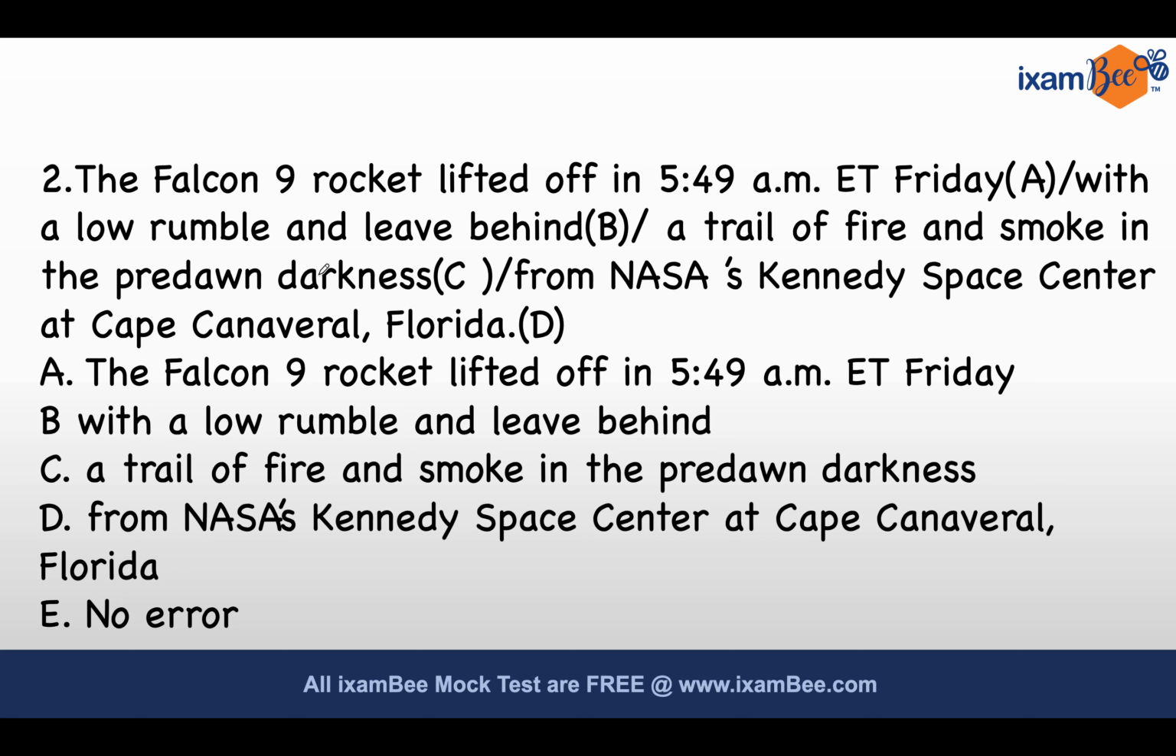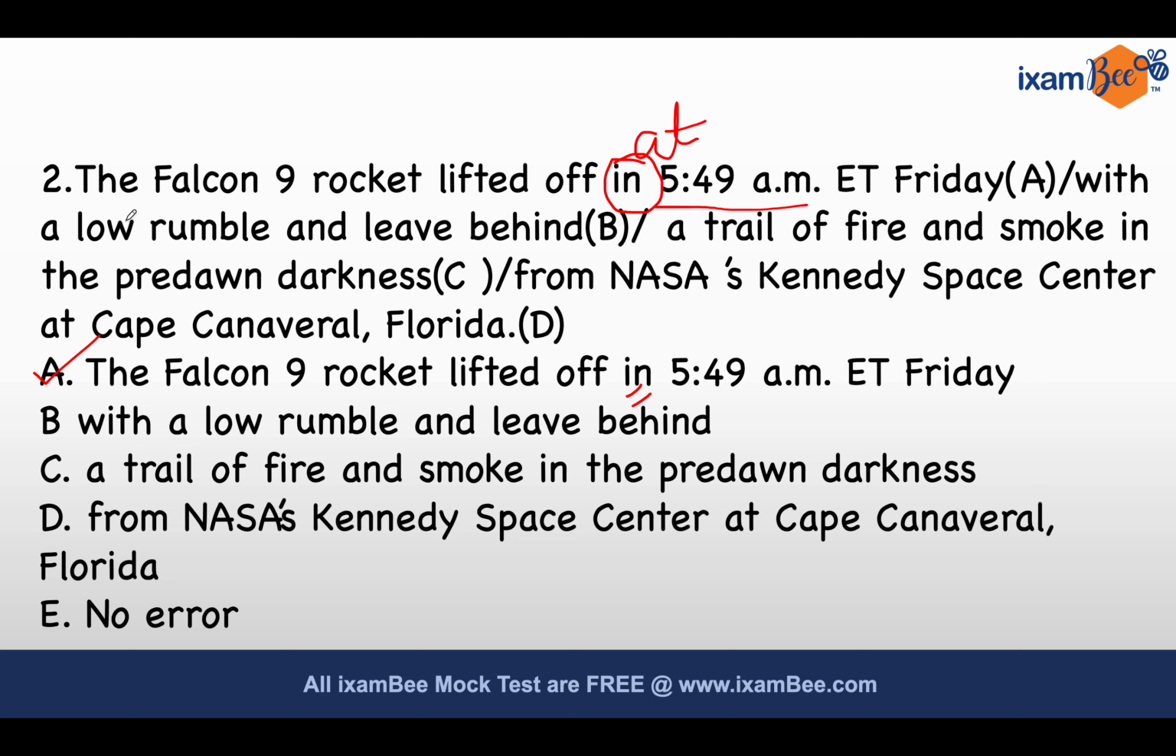The Falcon 9 rocket lifted off in 5:49 a.m. Hold on. There's something missing here, right? What's going wrong here? We're looking at time. So what is the correct preposition? Should we use in? No, it should be at. So here we have our first error, so we need to mark A. In cannot be the preposition.